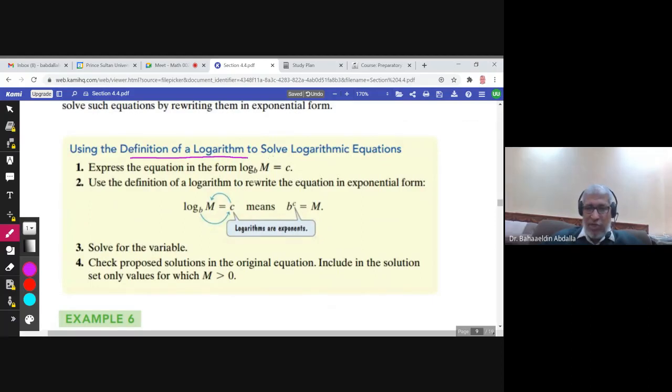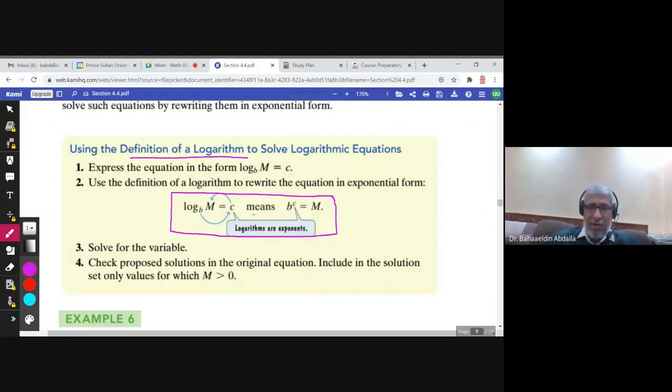What is the definition? Remember, that's what we studied before. We said that if you have log m to the base b equals c, this logarithmic equation, you can write it in an exponential form as b to the power c equals m. So b, which is the base, you raise it to the other side, b to the power c equals m. So you change it to an exponential equation and then you solve it.